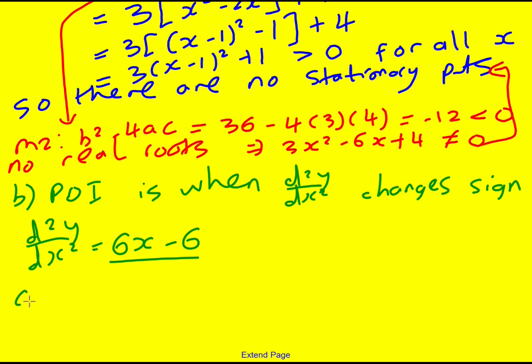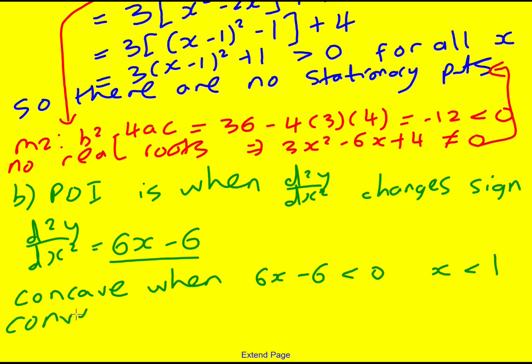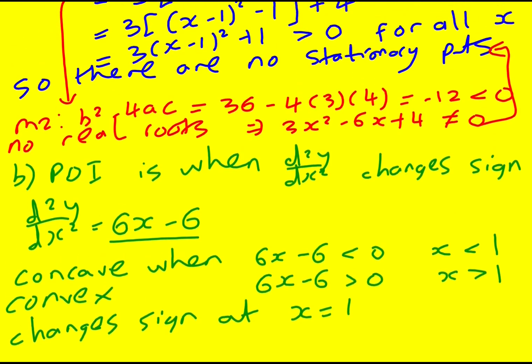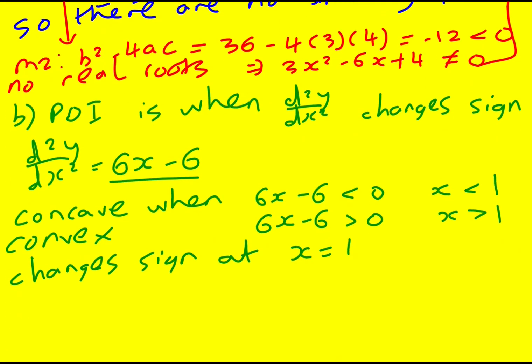So in fact, I'm going to look at when it's concave. This is when 6x minus 6 is less than 0. So I can add the 6 on, then divide by 6, so x is less than 1. And convex when 6x minus 6 is greater than 0, so x is greater than 1. So we can clearly see that it's going to change sign at x equals 1. We could have set the second derivative equal to 0, but you still have to then check technically that it changes sign. So this just feels easier because it's such a simple second derivative. It changes sign at x equals 1.